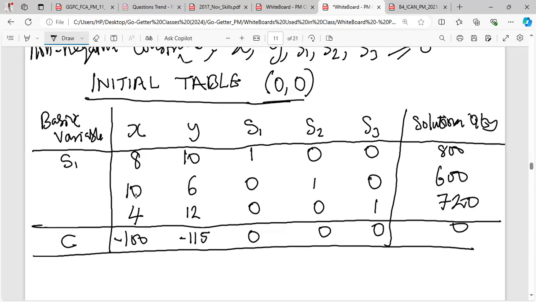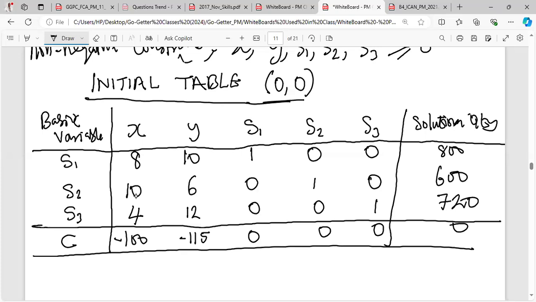In the case of the second line, S2 will become the basic variable. In the case of this side, S3 will become the basic variable. Now you have set the initial table. So what do you need to do next?